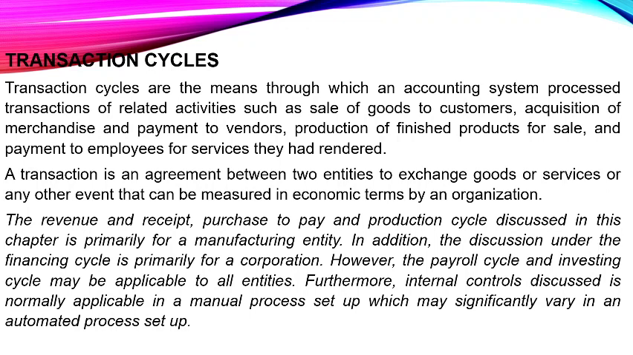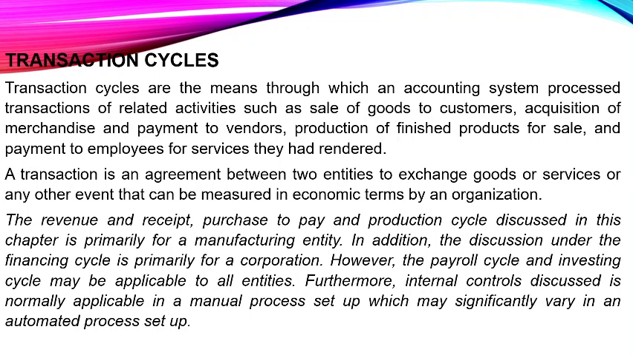This means the way through which an accounting system processes transactions of related activities, such as a sale of goods to a customer, the acquisition of merchandise, payments to vendors, production of finished products for sale, and payment to employees for services they had rendered. A transaction is an agreement between two entities to exchange goods or services, or any other event that can be measured in economic terms by an organization.